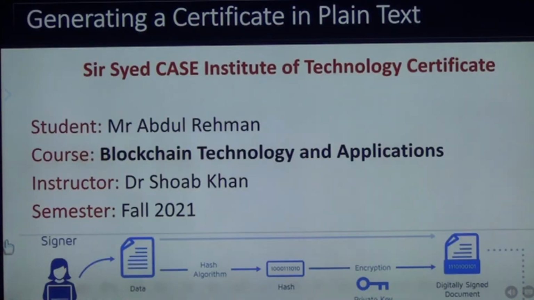Now my software should generate this certificate for you. It says Sir Syed Case Institute of Technology certificate. Our student is Mr. Abdul Rahman, who is actually a student of this class, and the course is Blockchain Technology and Applications. This is the name of the instructor and the semester, and you may put other information as well if you want to, but this is my digital certificate.